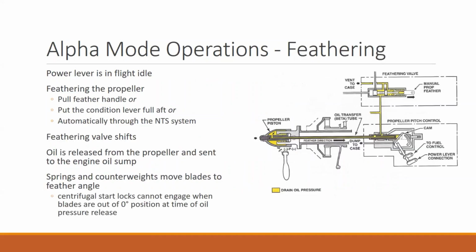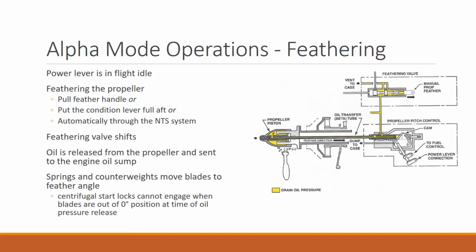When we're in alpha mode, if there is a failure, we want to be able to feather the propeller. Remember, during normal shutdown, we don't want to feather the propeller. During a normal shutdown, the prop is held by oil pressure in that high RPM, low blade angle, fine pitch position, as the engine spins down to a point where the start locks can engage before the oil pressure is released. But when we're in flight, if we have an engine failure, we want to release the oil pressure before those start locks can get back into place. And so that's what our feathering valve is able to do.